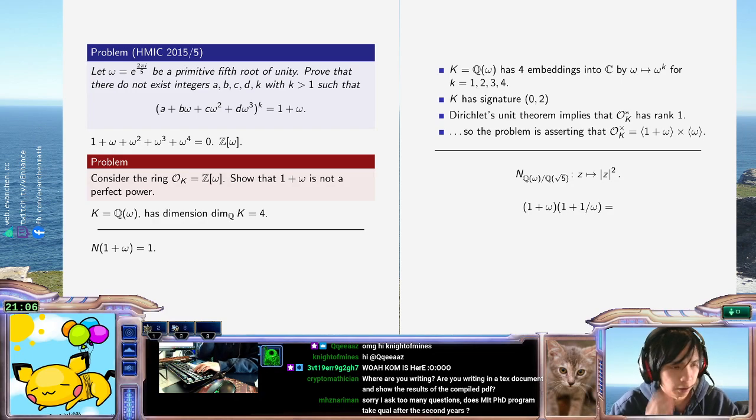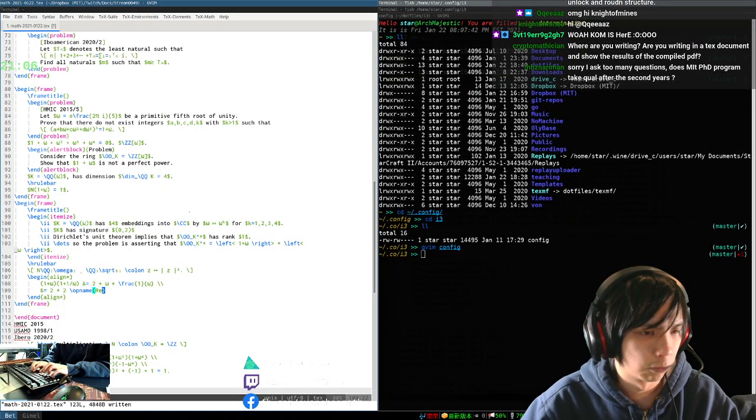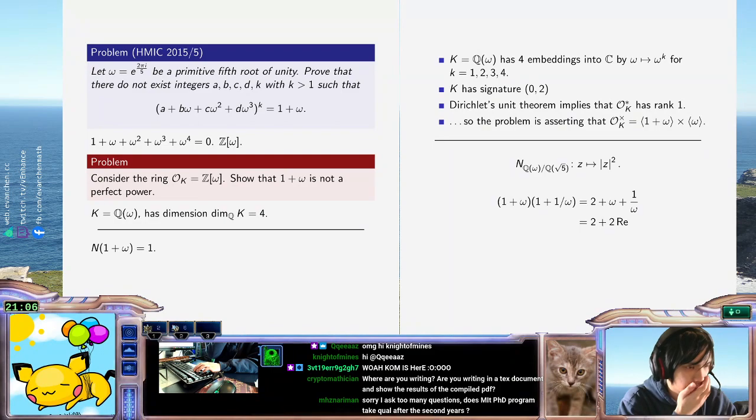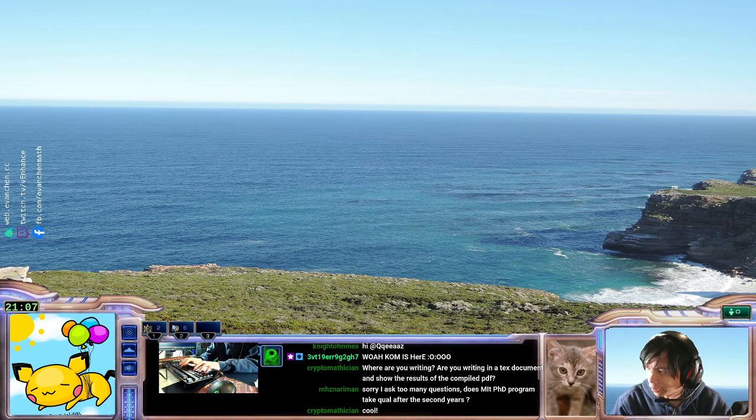Where are you writing? I'm writing in a LaTeX document, yeah. If you look at what the desktop looks like, this is the thing I'm working with, one of the monitors. Does the MIT PhD program take qual after second year? At MIT, you take your qualifying exams before the end of your fourth semester, so second year. Most people take it a little earlier than that, a lot of people by the end of the third semester. But I've been away from school since around last March, so I am behind everyone else as a result.